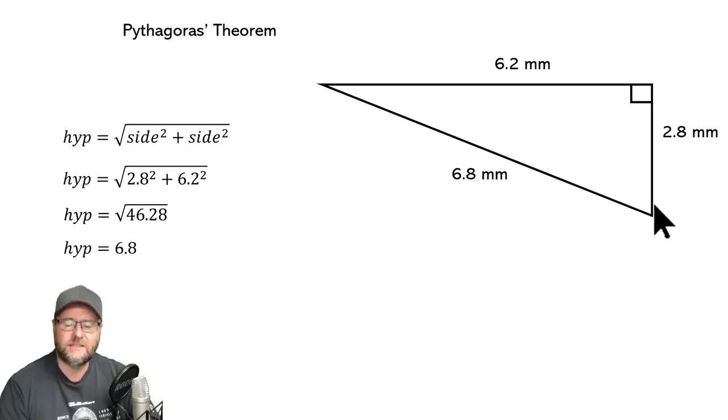That's it. You guys are awesome now, because now you can use Pythagoras' theorem to work out the length of a hypotenuse in a right angled triangle. Well done.